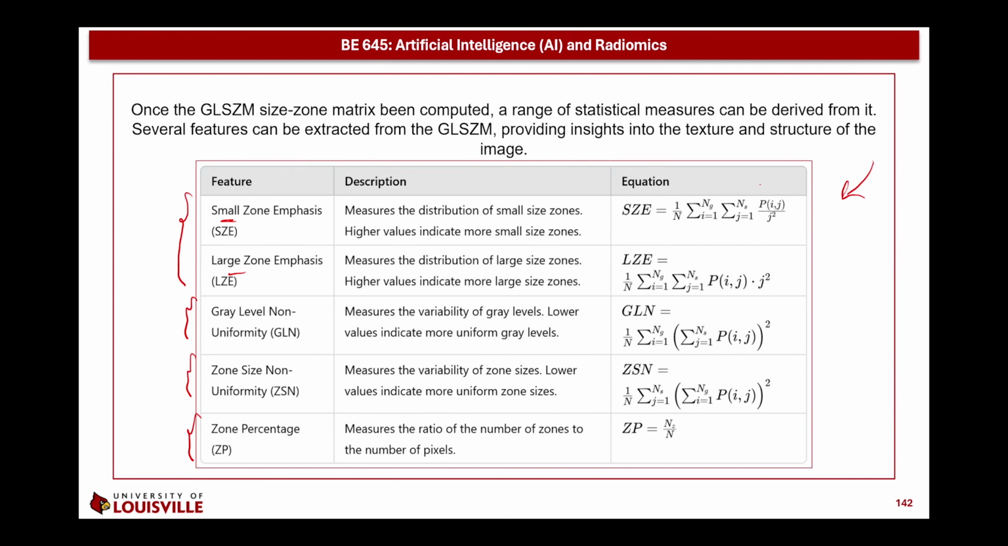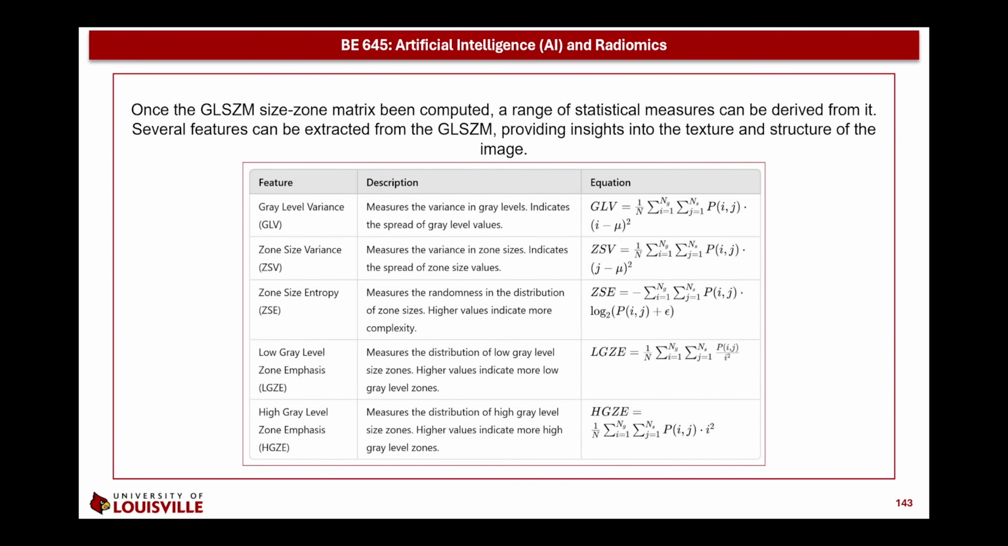And if you notice also, P here is the normalized version of the size zone matrix. There is gray level variance. It will measure the variance in gray levels, and it will indicate the spread of gray level values. Zone size variance is similar but on the zone sizes. Zone size entropy will measure the randomness in the distribution of zone sizes, and higher values of zone size entropy indicate more complexity of the image, and the epsilon value here is a small number to avoid any values that are zeros, so there is no log of 0.